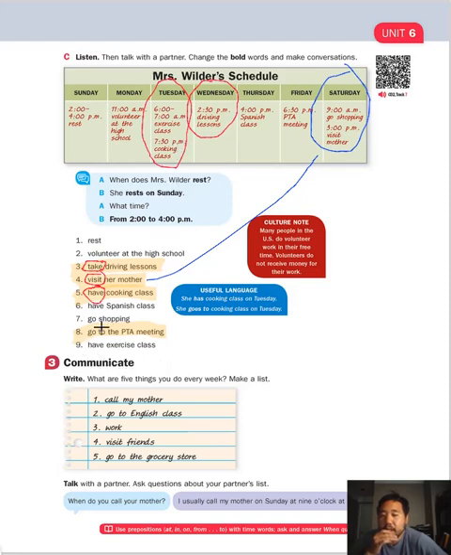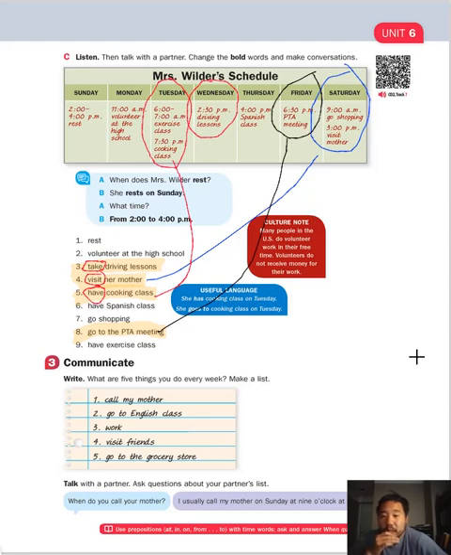Number 8, go to the PTA meeting. So PTA meeting, let's look at the schedule. PTA meeting is right here. So we say, when does Mrs. Wilder go to the PTA meeting? She goes to the PTA meeting on Friday. What time? At 6:30 p.m.